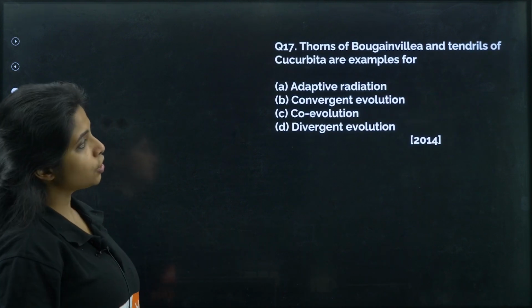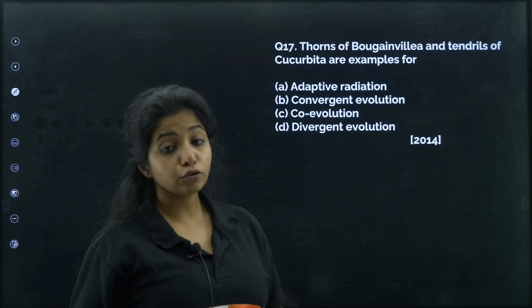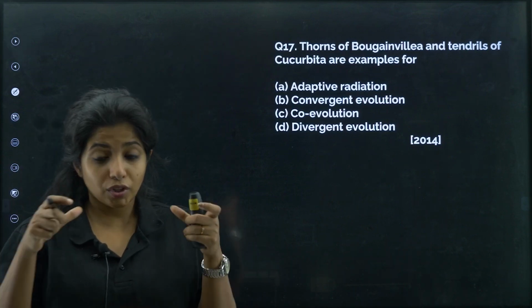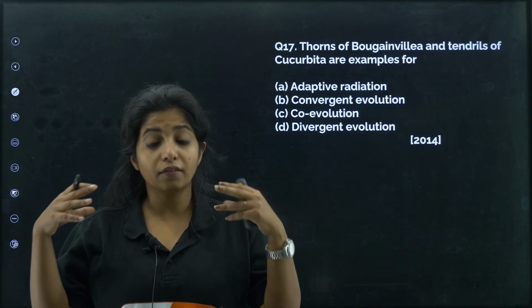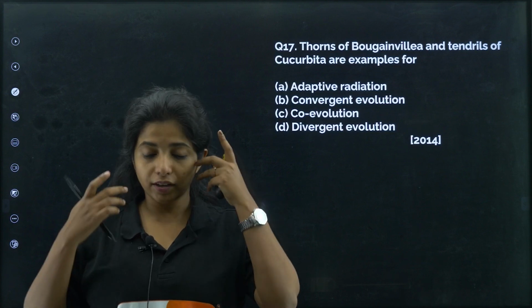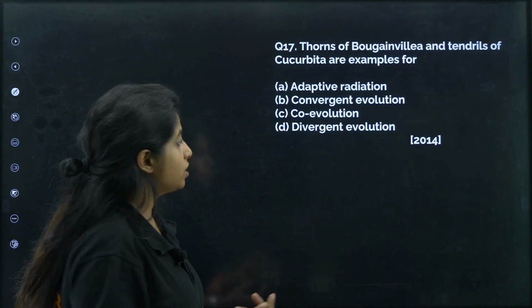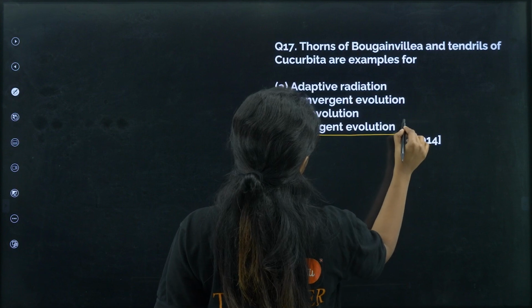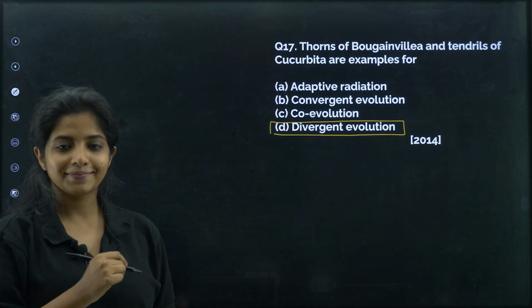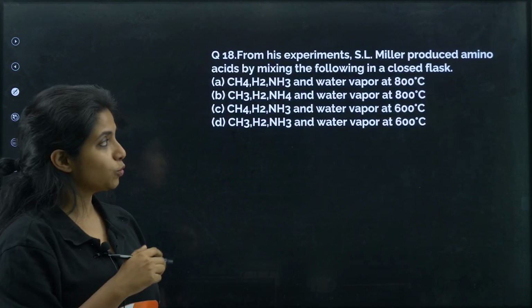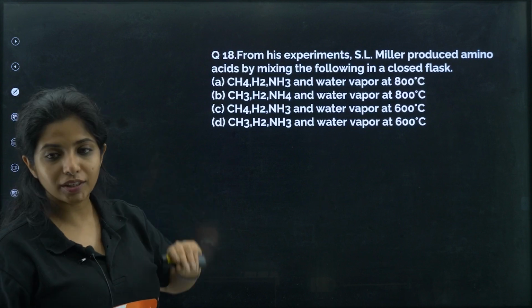Next. Thorns of bougainvillea and tendrils of cucurbita are an example of, so many times this question has come. They have a common ancestry and a common structure as well. That is the axillary bud which moved and formed tendrils and thorns. So this is an example of divergent evolution. Easy. So many times this question comes. Again, you see this question also.